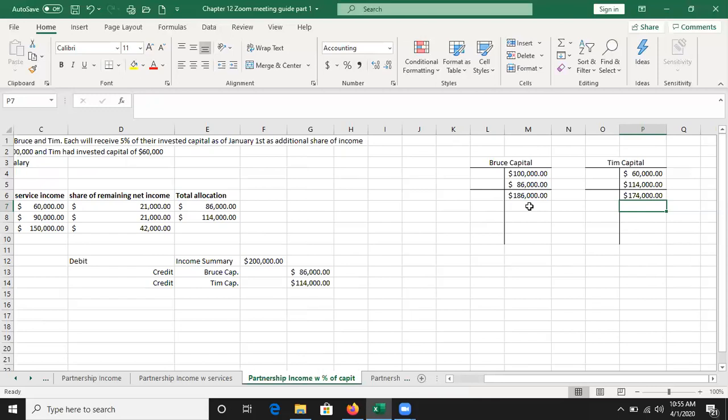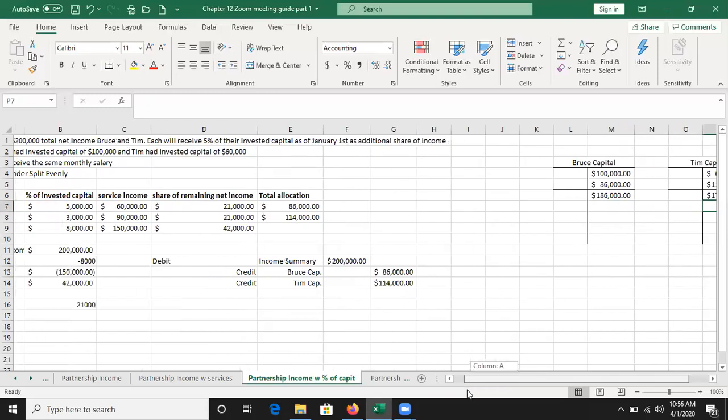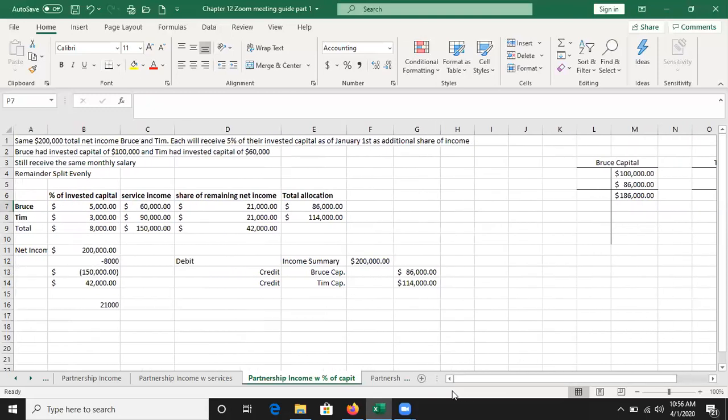But the net income, I can't stress this enough, net income is not actually given to the partners as cash. It's only given into their capital account. Okay? So it is not automatically distributed as cash.